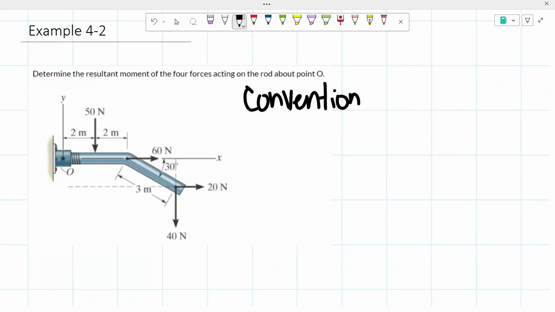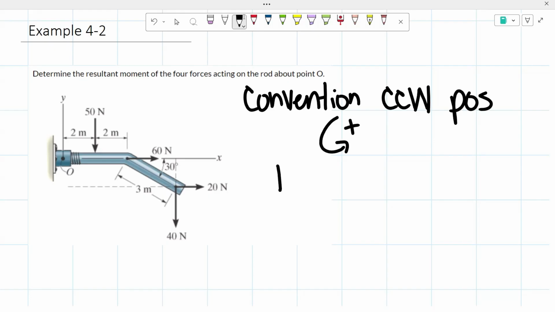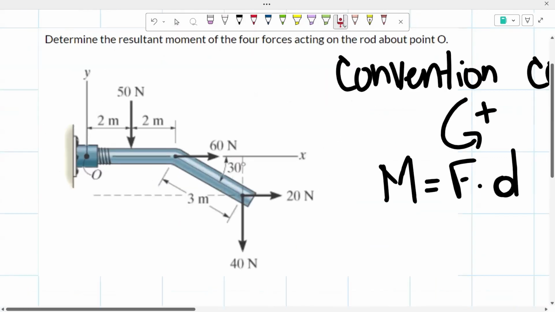So before starting this problem, I just want to remind you guys that the convention for the moment is usually that counterclockwise is positive, and this is how we show it, that counterclockwise is positive. And also remember that moment is equal to the force times the distance. So now we could take a look at our four forces that we have here.